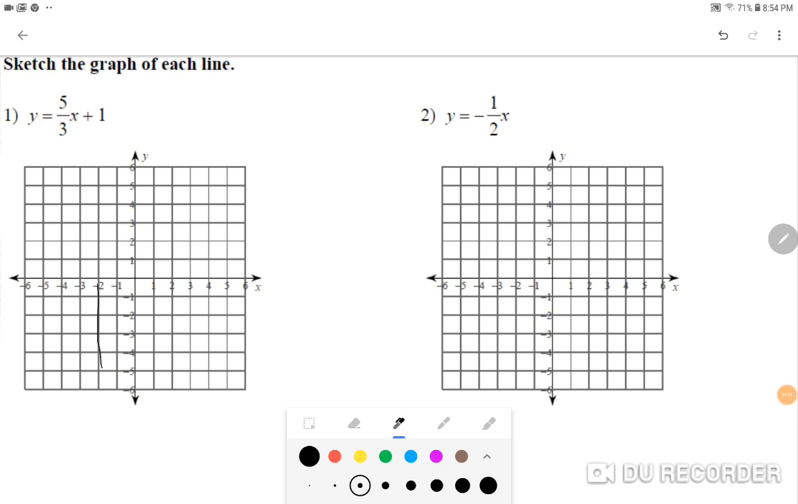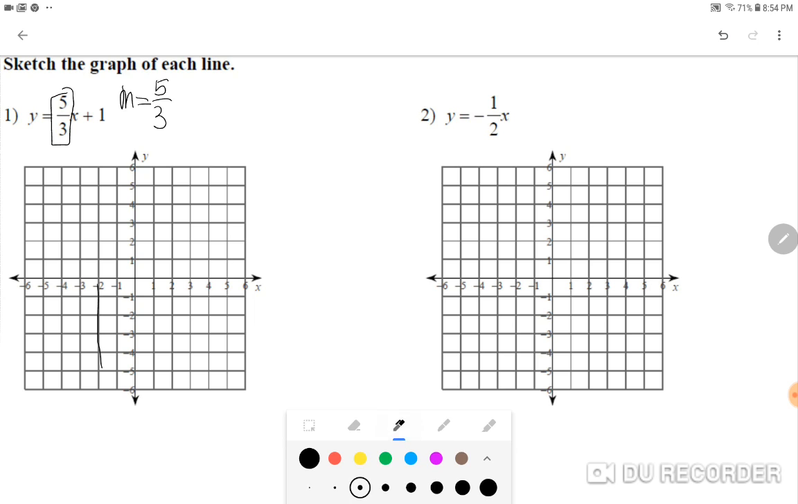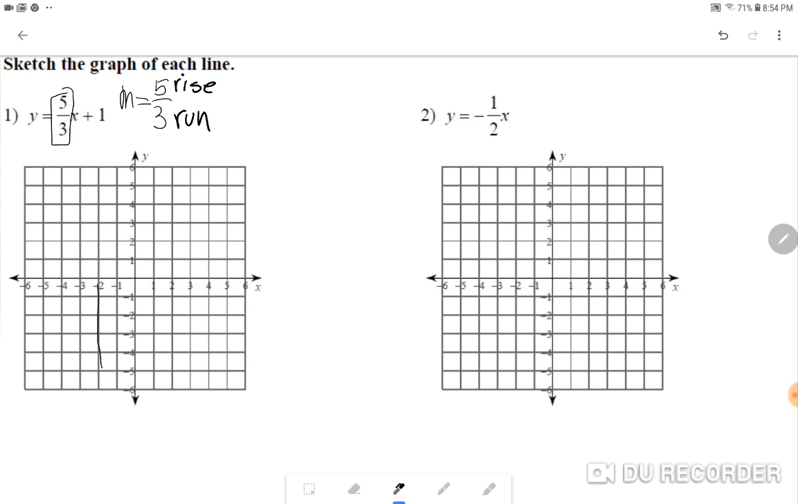In this case, the y is by itself, so the m is whatever number is next to the x. So in this case, my m is equal to 5 over 3. My rise is 5, and I'm going to move up because it's positive, and my run is 3 to the right because it's positive. And my b value, or the y-intercept, will be 1.